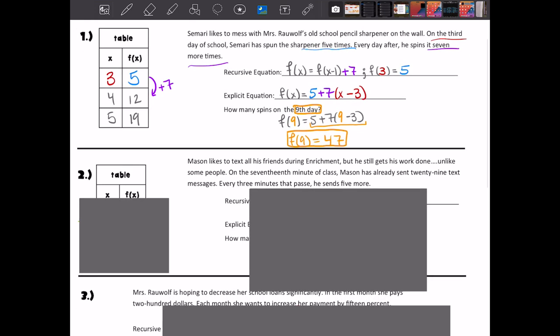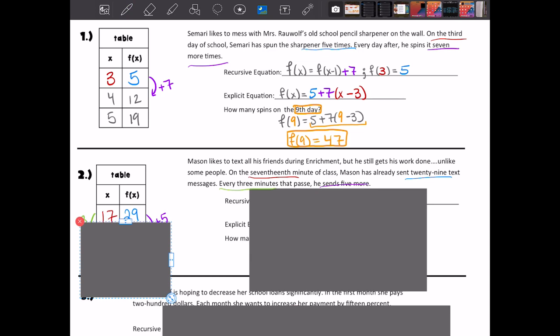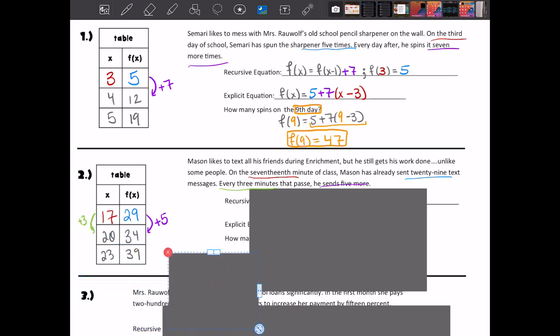All right, go ahead and read this next problem, answer some questions about what we know. All right, so we know in the 17th minute of class, Mason already sent 29 text messages. We also know that every 3 minutes that passes, he sends 5 more. Okay, so my table starts with 17 and 29 because that's our start numbers, right? That's what we know Mason has already done. And then that green plus 3 and that green plus 5, that's what he's doing every 3 minutes. He sends 5 more. So this is a common difference, but it's going to be a common difference fraction.